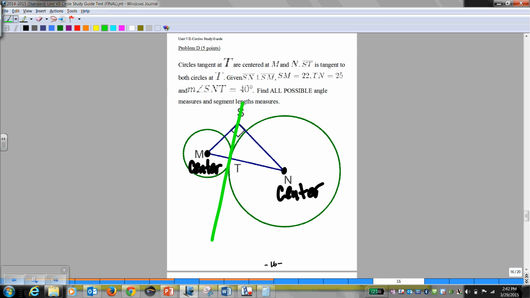It's tangent to both circles. Also given, SN and SM are perpendicular. S to M is 22, and T to N as a segment is 25, and the measure of angle SNT is 40. So we're going to start at S, go to N, go to T, trace and sweep. That alone is 40. Our job is to find all possible angle measures and segment lengths.